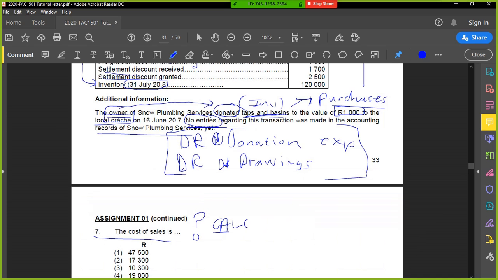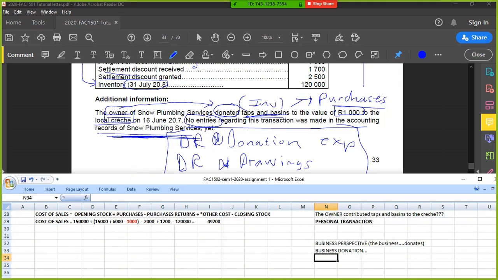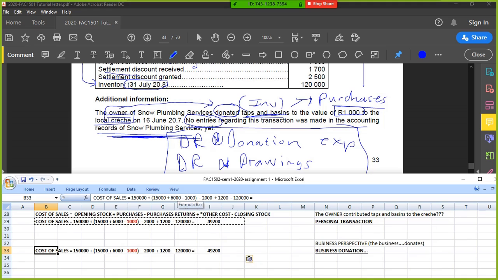Right, so if no entries are recorded in the accounting records of Snow Plumbing Services yet, to me that indicates that this is an individual transaction where they haven't accounted for the donation. Because it's private, it's not business, it's personal. So then it would be drawings? No, it wouldn't be drawings. You wouldn't record it because it's not something the owner is doing in terms of business, it's personal. Okay, so let's see if we can get an option that's there. Let's make that assumption.